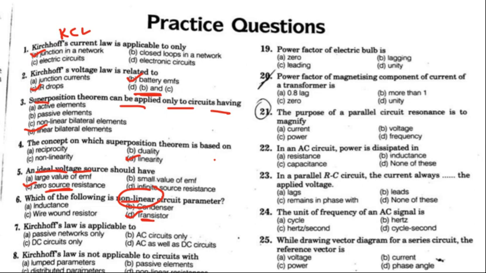And see the next one. Kirchhoff law is applicable to passive networks, AC circuit only, DC circuit only, AC as well as DC circuits. The correct answer is AC as well as DC circuits.